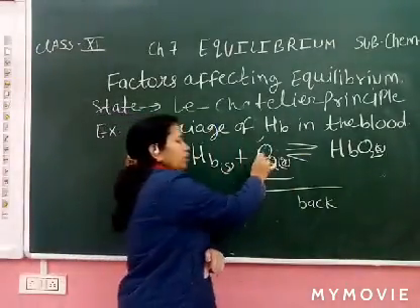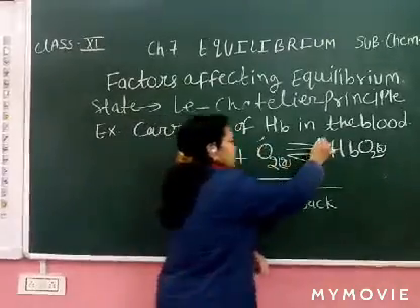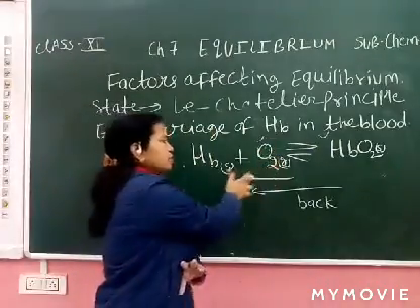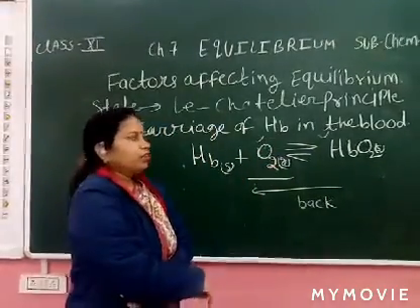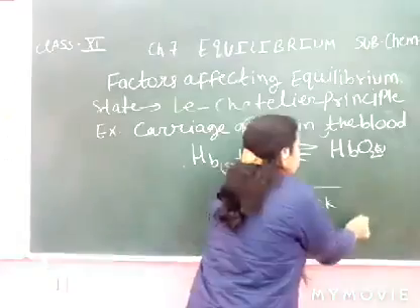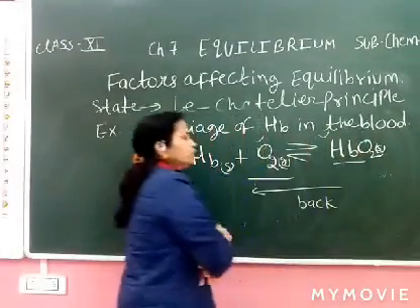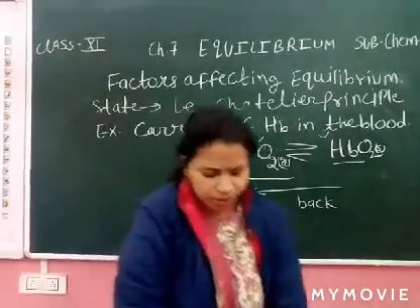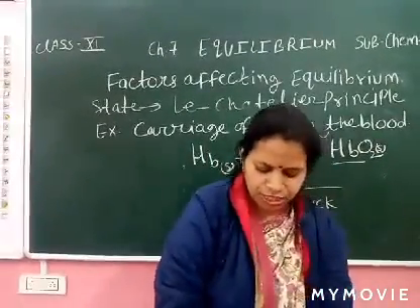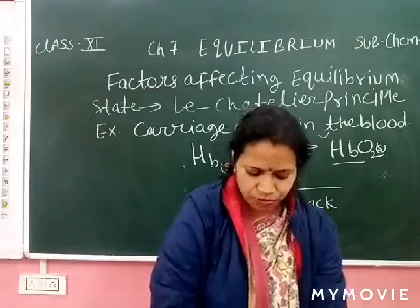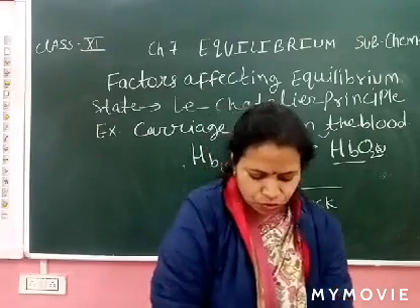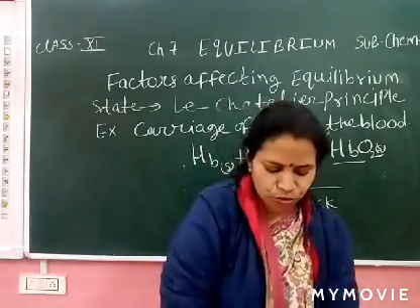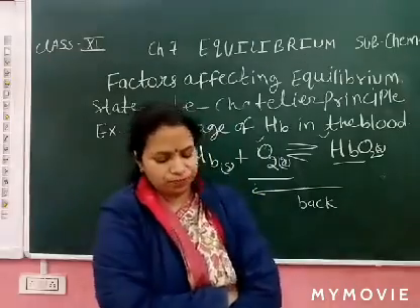When oxygen is low, it means there is a higher amount of HbO2, the product, so the reaction goes in the backward direction. This is explained by the Le-Chatelier principle. According to the Le-Chatelier principle, the equilibrium shifts towards the left so that some of the oxyhemoglobin changes to hemoglobin, giving up the oxygen.